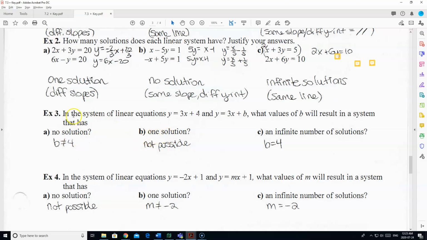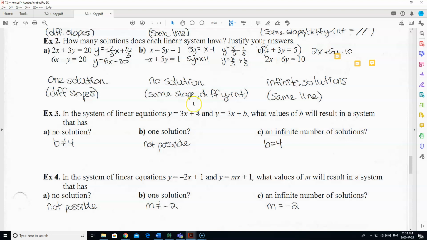Okay, so let's read the question. In the system of linear equations, y equals 3x plus 4, and y equals 3x plus b, so we've got our two equations, and this one they just left as b, right? So we'll see what that is. What values of b will result in a system that has no solution? So if they have no solution, that means they're parallel, and they're not touching.